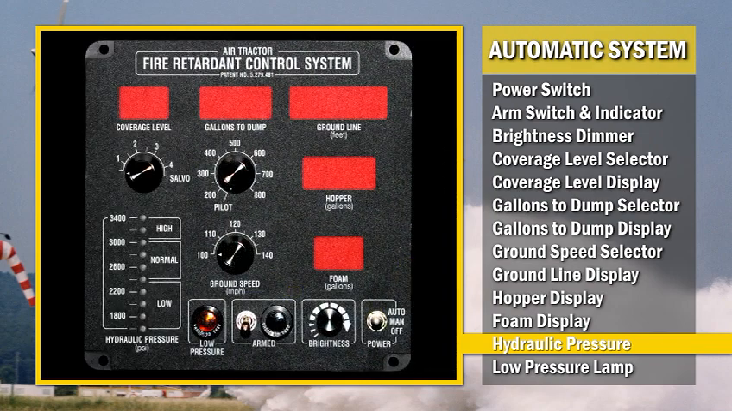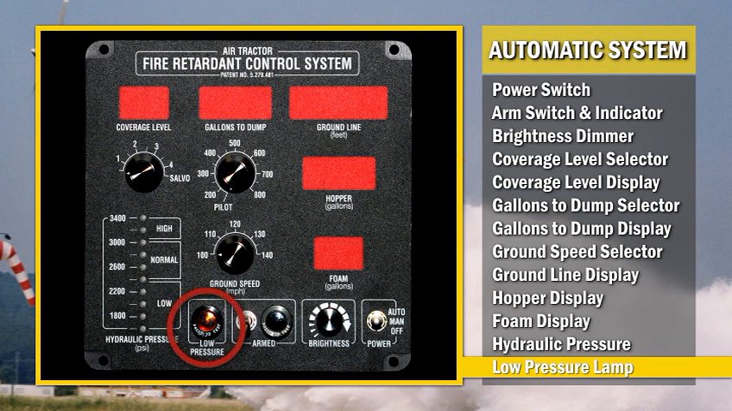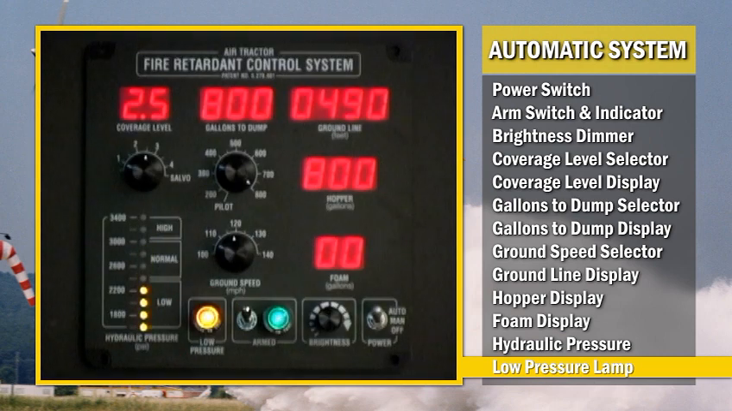The automatic system will attempt to operate regardless of displayed pressure. Error codes indicated by the system will not keep the system from attempting to open doors. The low pressure lamp is illuminated anytime the pressure is less than 2,600 PSI.